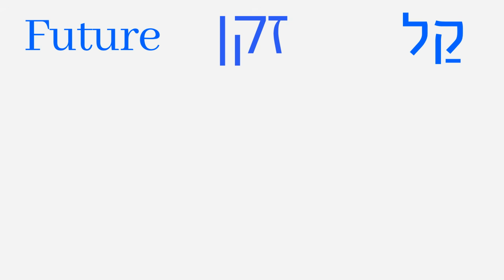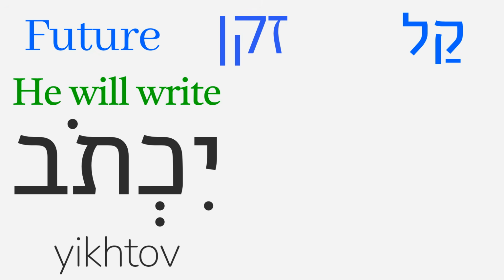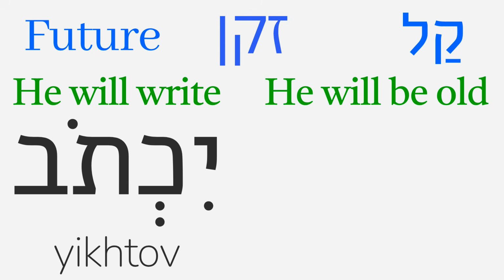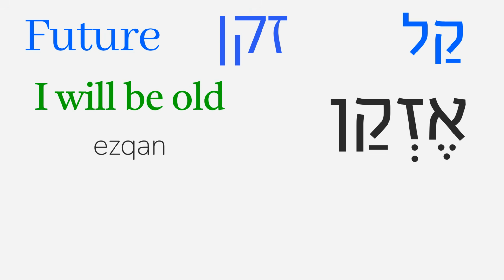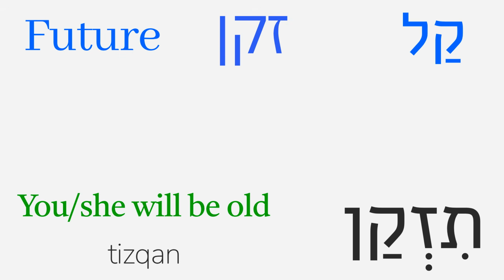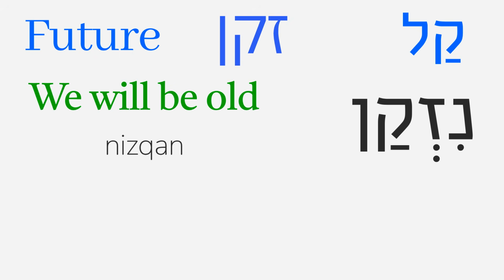The future tense has one vowel change for stative verbs. A non-stative kal future tense could be yichtov, he will write. The stative verb he will be old still has the hirik on the prefix and the shva on the first root letter, but it will have a patach on the second root letter instead of a cholam. Yiskan, he will be old. We'll also have eskan, I will be old. Tiskan, you will be old masculine singular, or she will be old, and niskan, we will be old.